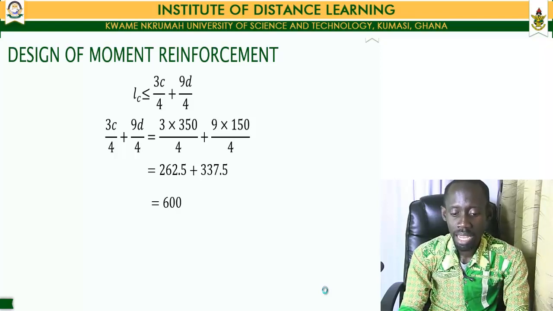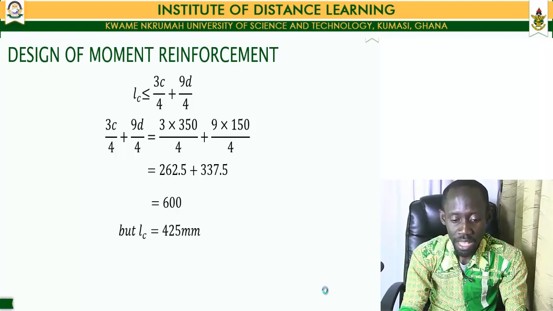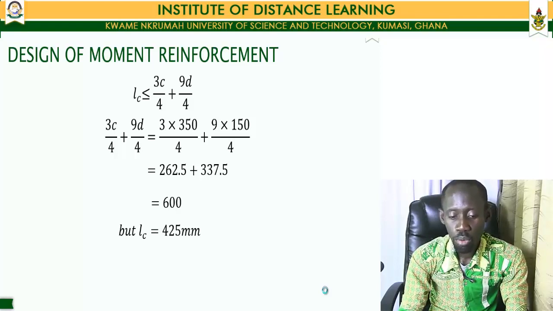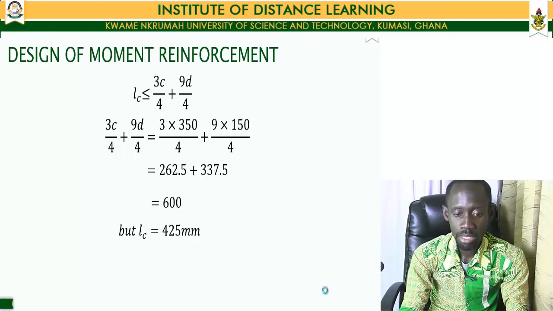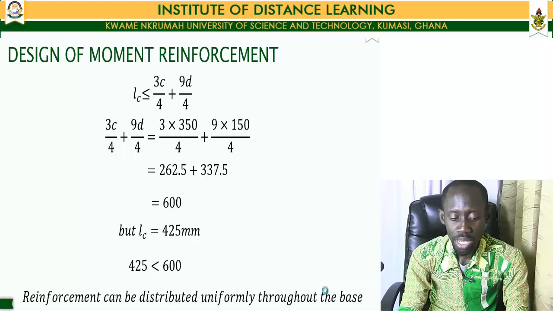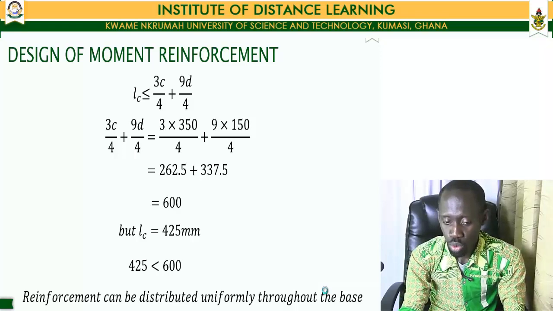Now, from the diagram that we looked at, the distance from the face of our column to the edge of our pad foundation was 425 millimeters. So comparing that distance, which is our LC, to the value of our 3C over 4 plus 9D over 4, we realize that our LC falls below the 3C over 4 plus 9D over 4, in which case our reinforcement can be distributed uniformly throughout the base of our pad foundation.